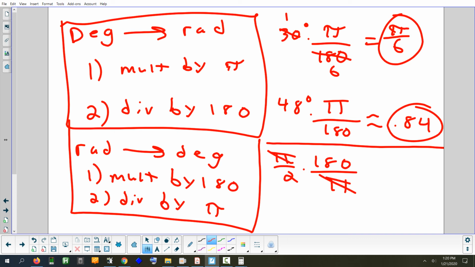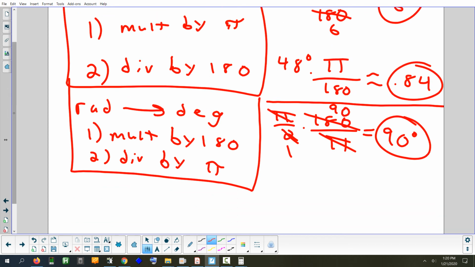Okay. Pi's cancel out. 2 goes into itself once. 2 goes into 180 90 times. And that means pi over 2 radians is equivalent to 90 degrees.